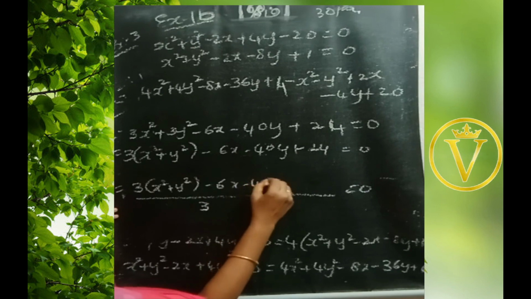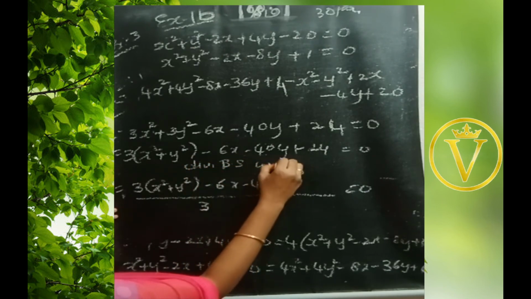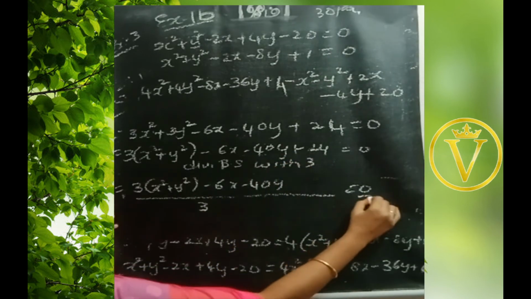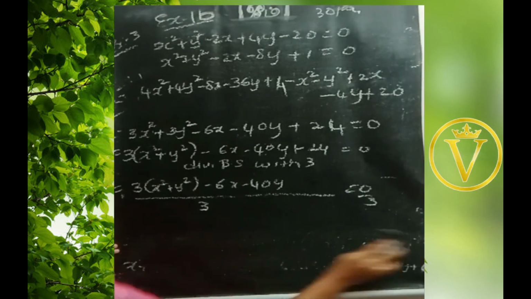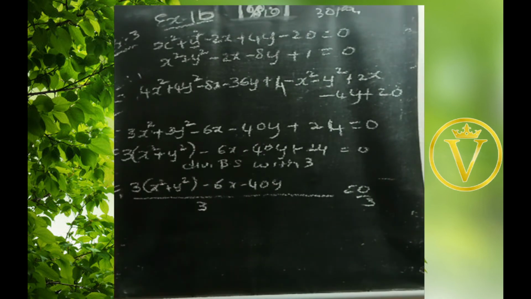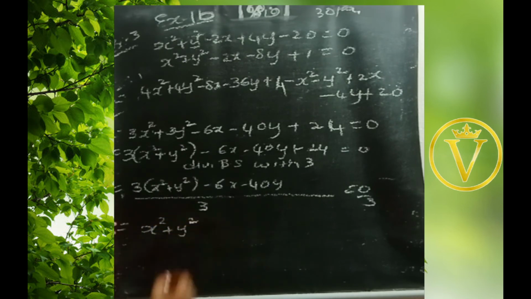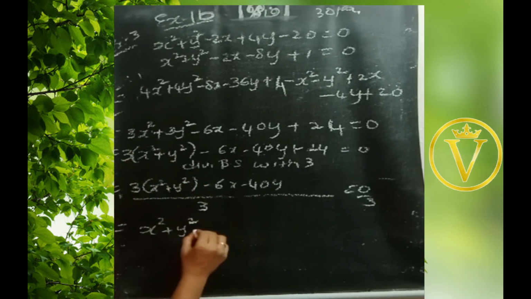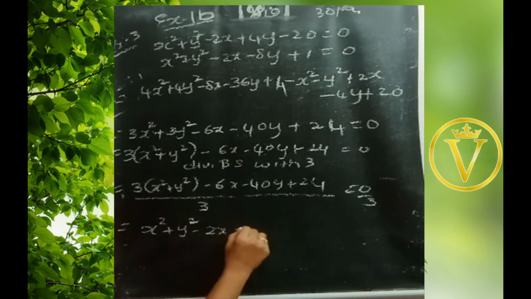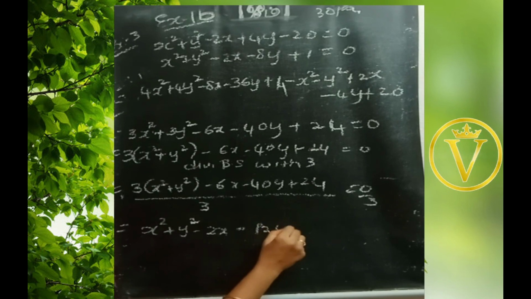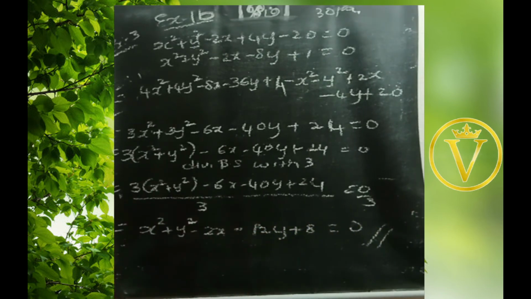Minus 6x, dividing both sides by 3. Okay, 0 by 3 will get 0 only. Don't get confused in it. Why? Because to prove that we are solving this. Then you will get x square plus y square. Here 3 will get cancelled. 3 2s are 6. Here plus 24. So 2x minus 12y plus 8 equals 0. That's it. We have proved it.